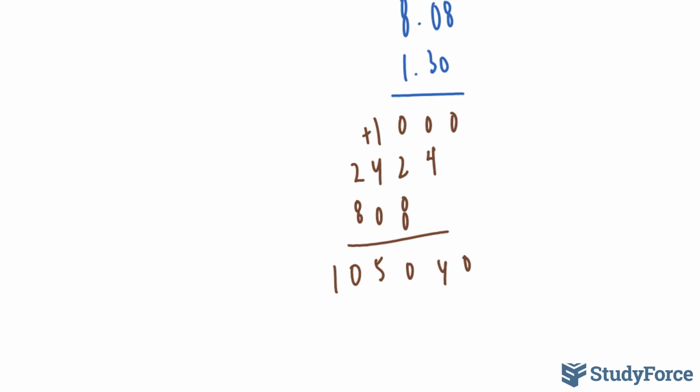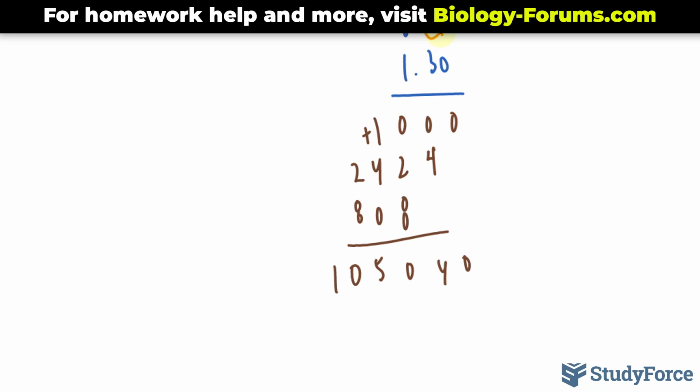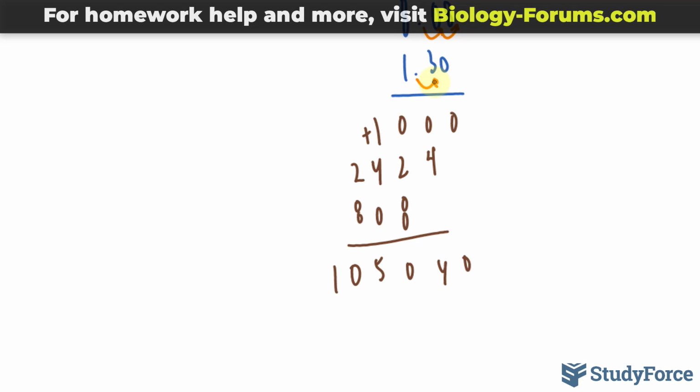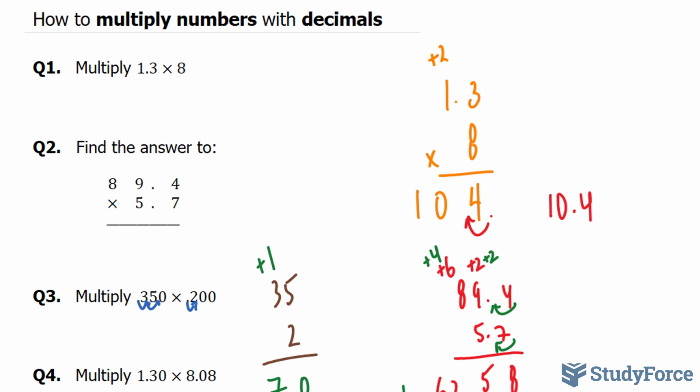Let's account for the decimal places. This has been shifted twice, and this has been shifted twice. So we'll shift this decimal place 4 times. 1, 2, 3, 4. Your final answer should be 10.504. And so there you have it. That is how to multiply numbers with decimals.